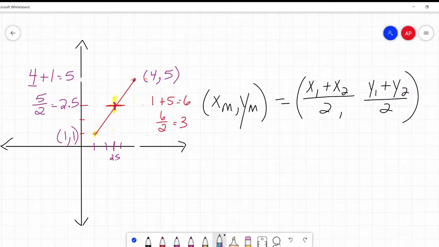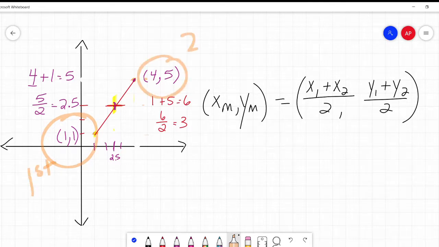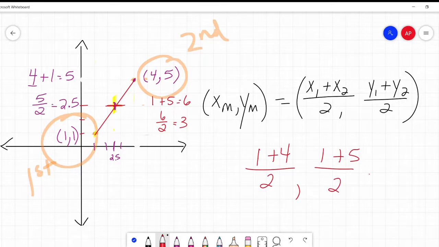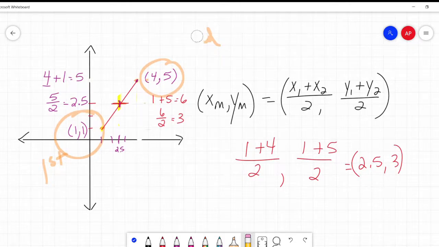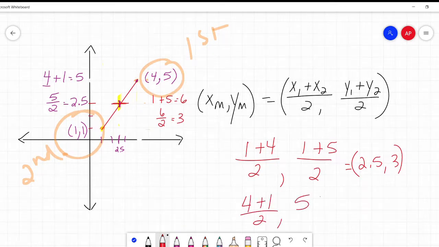And it doesn't matter which point you label as the first point or the second point. It's not going to make a difference because, as you'll see here, let's say I labeled this 1, 1 as my first point and 4, 5 as my second point, then it would be 1 plus 4 divided by 2 and 1 plus 5 divided by 2, which would give me 2.5 and 3. And if I change that and said, oh no, I don't like this one being second and this one being first, same difference: 4 plus 1 divided by 2, 5 plus 1 divided by 2, you still get 2.5 and 3.